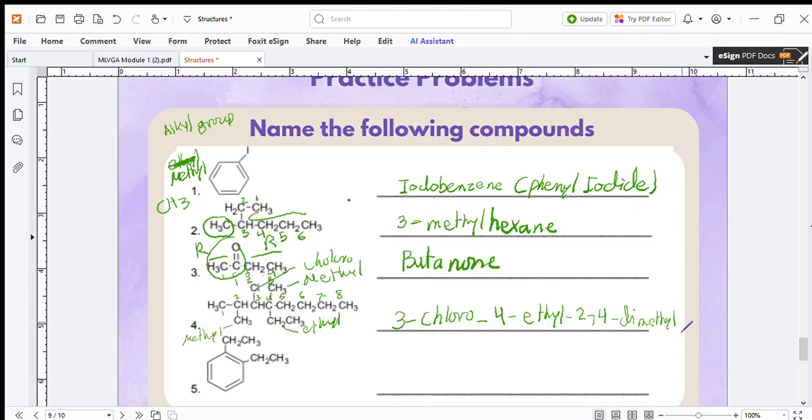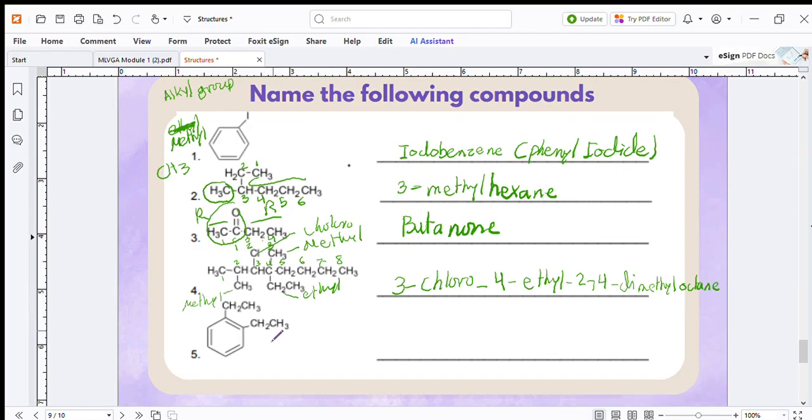Then yung mother chain which is octane, kasi alkane po ito. Wala pong double bonds, wala din triple bonds. So malinaw lang po. Let's go na to the number 5.